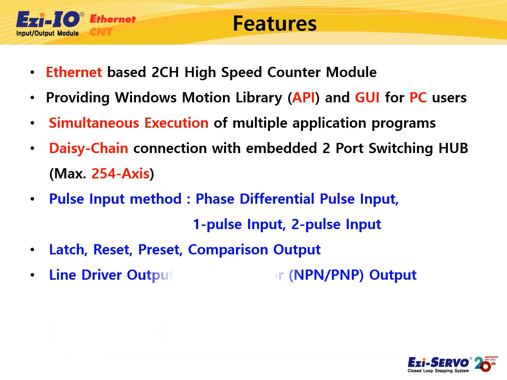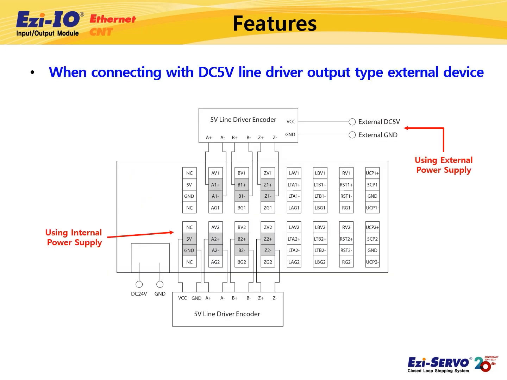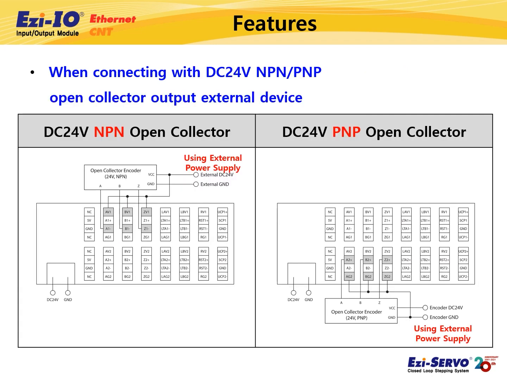Next, Ezi-IO Ethernet CNT can be connected to various external devices without special input setting because the counter input circuit of Ezi-IO Ethernet CNT supports both line driver output and NPN-PNP type of open collector output. In case of an external device which supports DC 5 volts line driver output, it can use the DC 5 volts internal power supply of Ezi-IO Ethernet CNT or an external DC 5 volts power supply as shown in the picture. And, in case of a DC 24 volts NPN-PNP type open collector output external device, it can use a DC 24 volts external power supply without any external resistor, as shown in the picture.